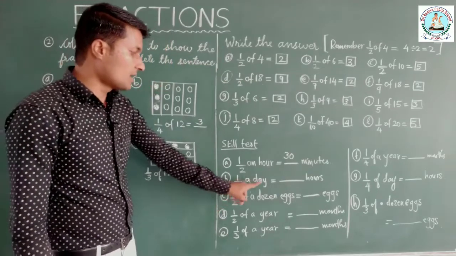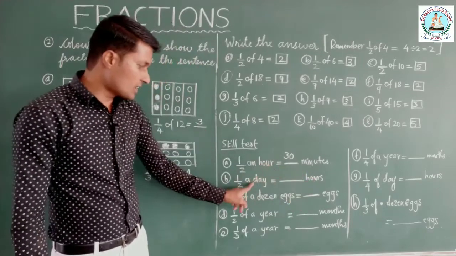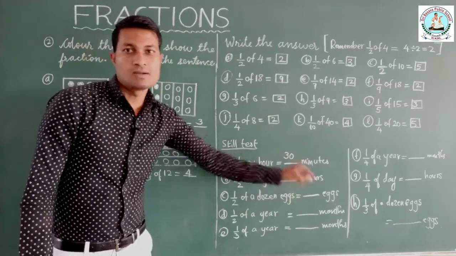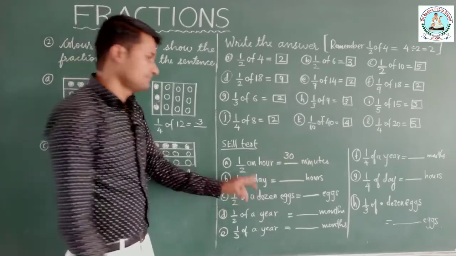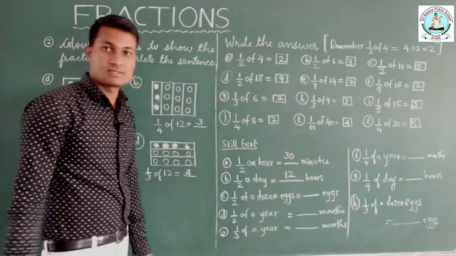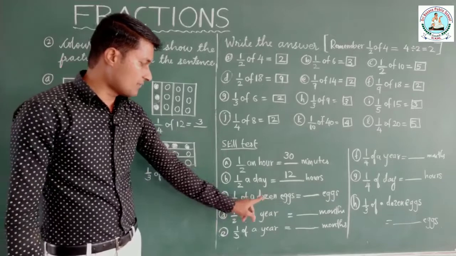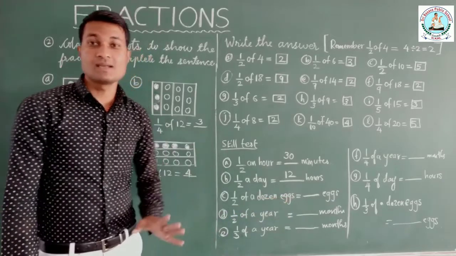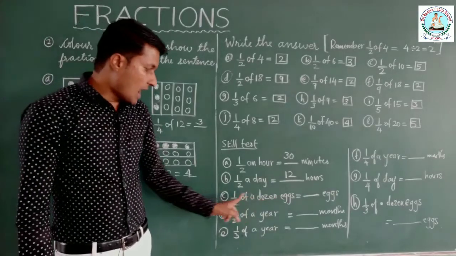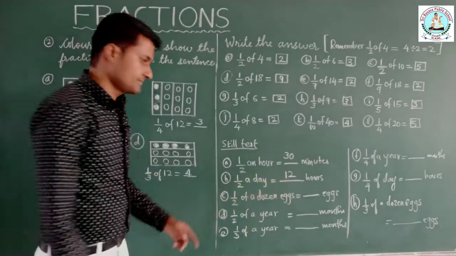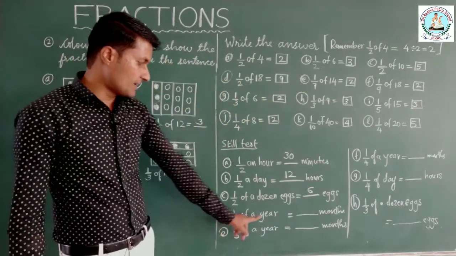Next, half a day. They are asking the answers in hours. So you have to convert this day into hours. 1 day equals 24 hours. So what is the half of 24 hours? It is 12 hours, correct? Are you getting the idea? I hope so, right? Then half of a dozen of eggs. 1 dozen eggs means how much? It is 12 items. So half of a dozen means how many eggs? 6 eggs.